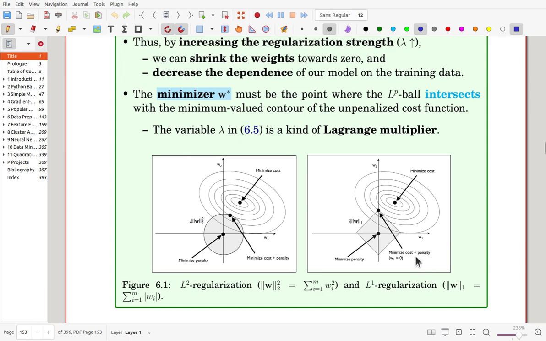Now, in the L1 norm, the ball is like here, a diamond shape or rectangular shape, and the side is straight. Because the gradients must be parallel, the minimizer will happen in this picture at this point. Okay, that is the observation.